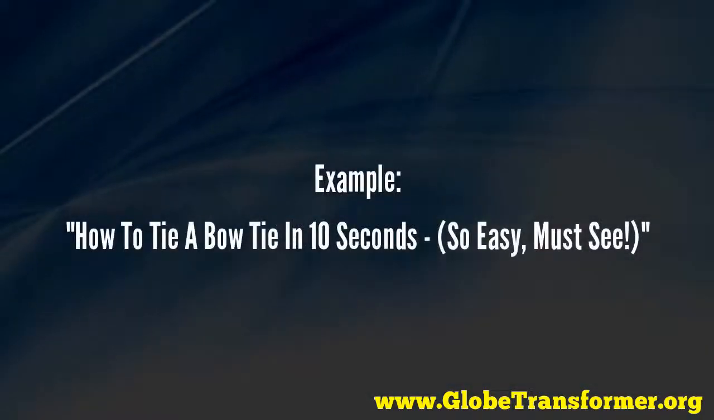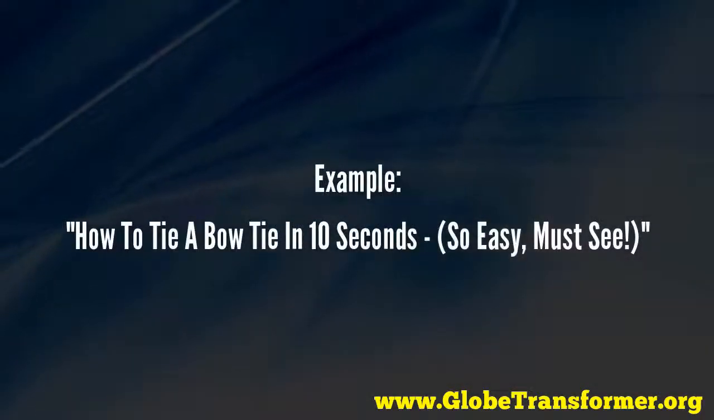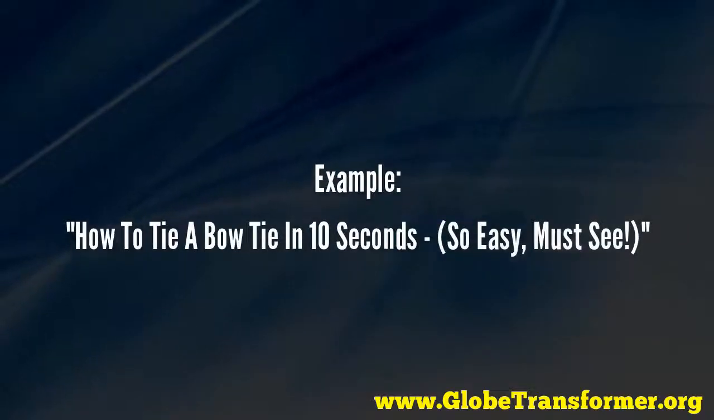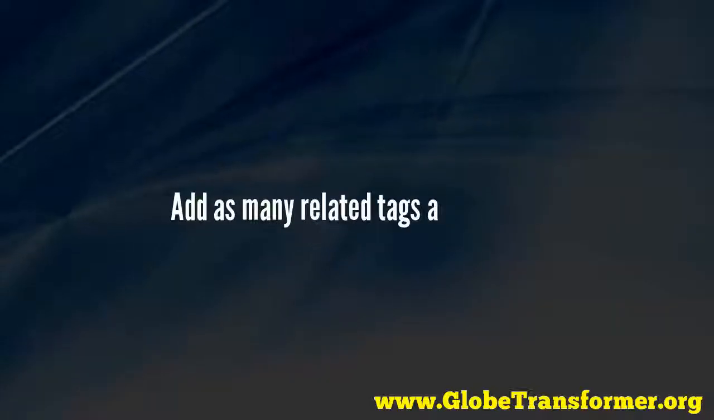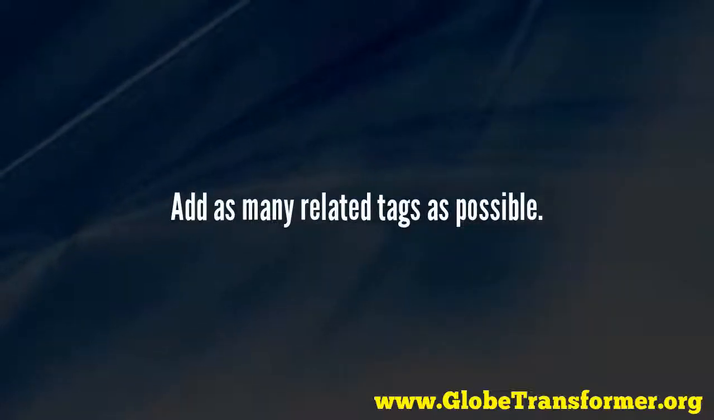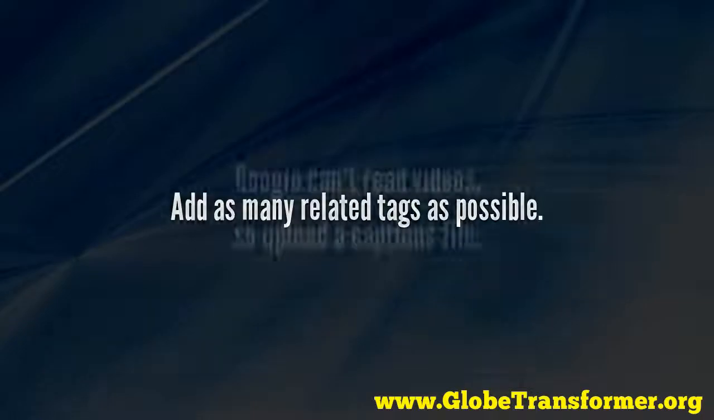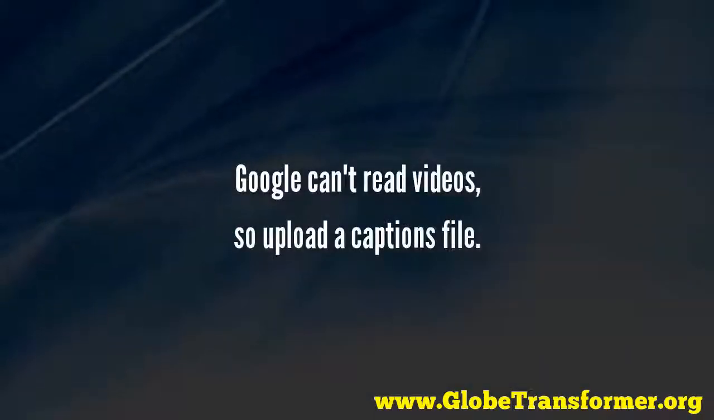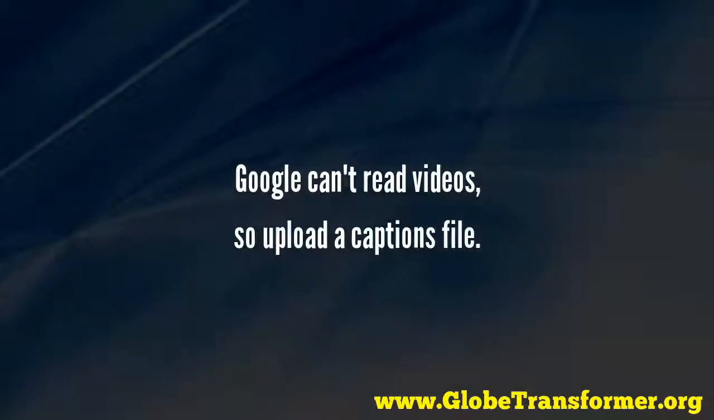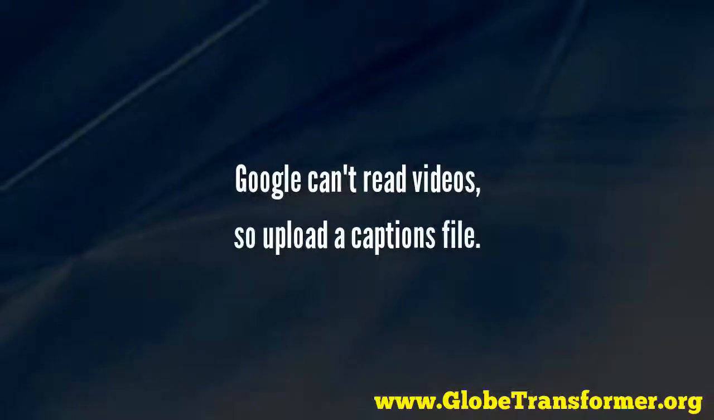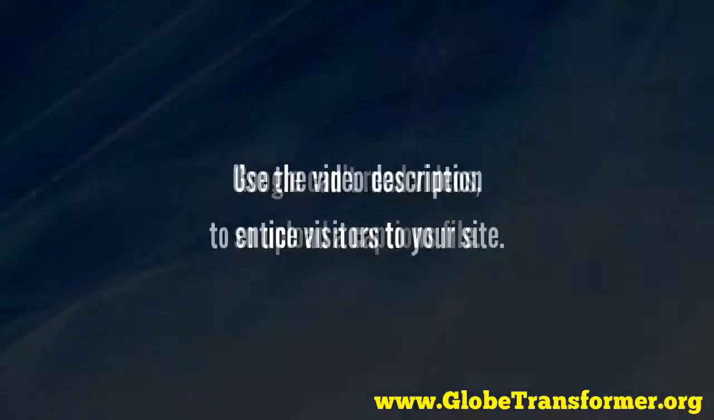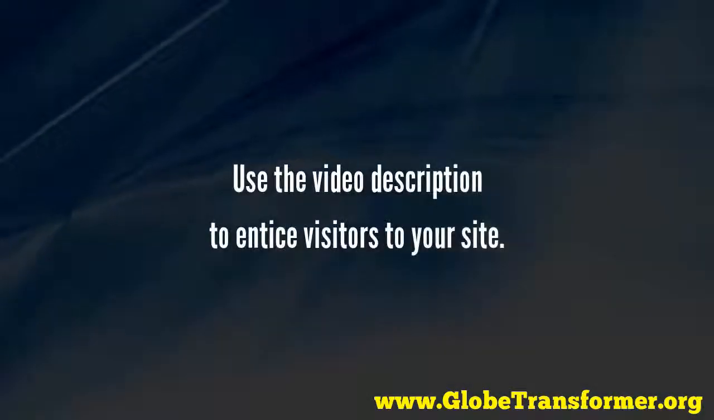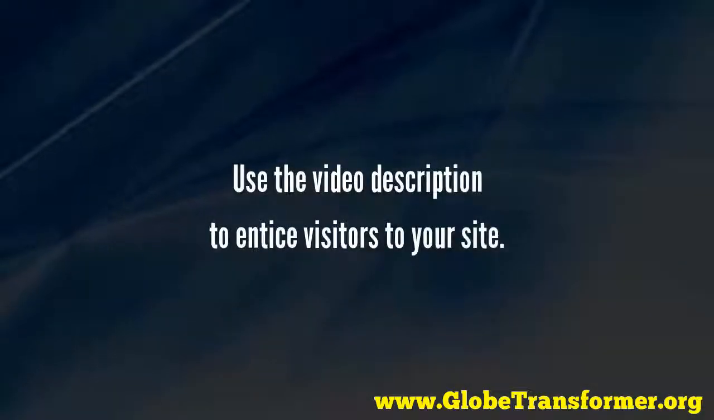For example, how to tie a bow tie in 10 seconds. So easy, must see. When you upload the video to YouTube, add as many related tags as possible. And remember, Google can't read videos, so be sure to upload a captions file so Google knows exactly what every segment of your video is about. Use the video description to entice viewers to visit your site.